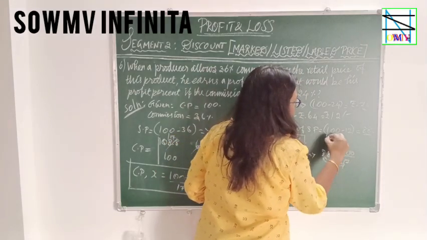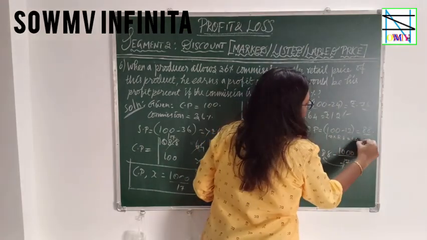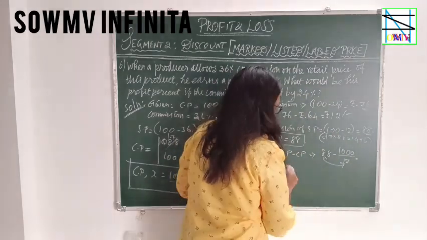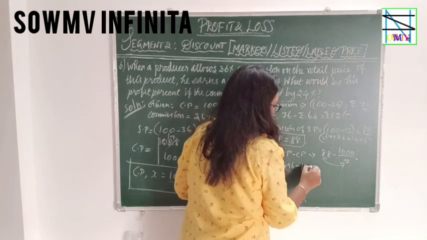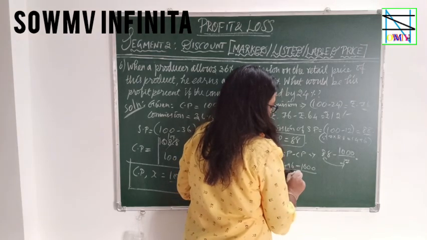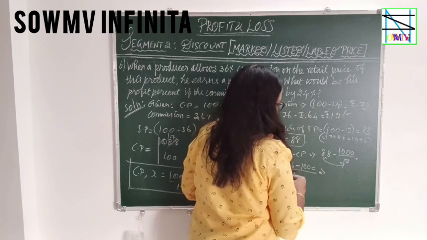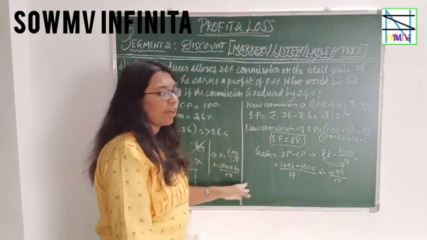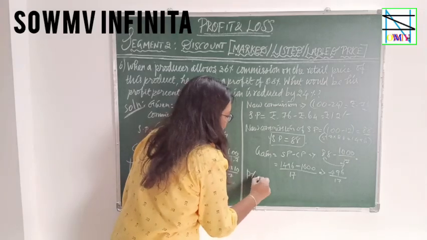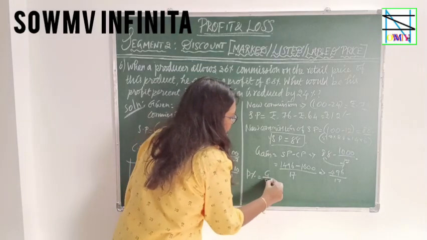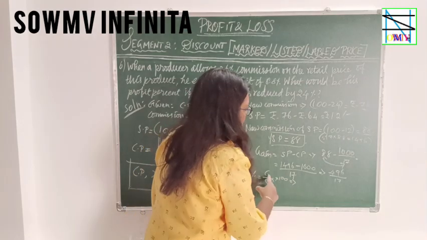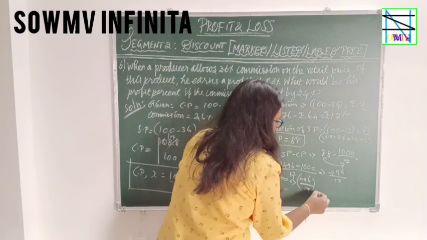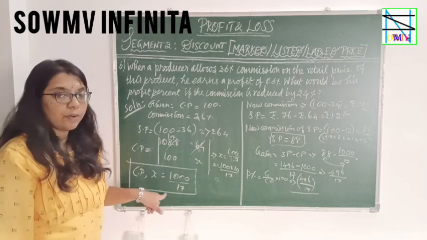From here, 17 into 88 is 1496. Therefore, 1496 minus 1000 divided by 17 is equal to 496 divided by 17. Okay, you can find the profit percent. So profit percent is equal to gain divided by CP into 100. Therefore, gain value is 496 divided by 17. CP value is 1000 divided by 17.